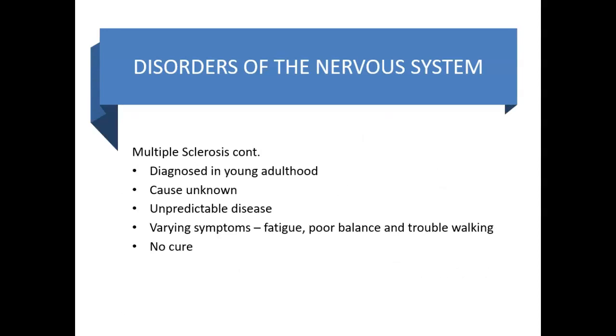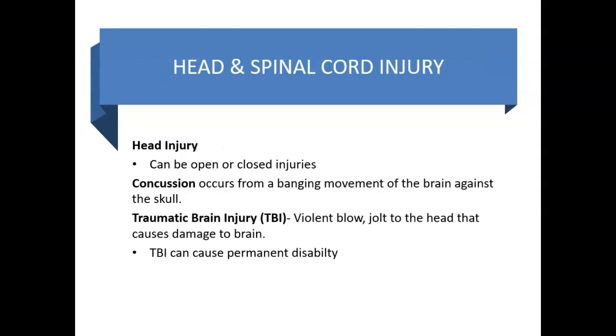Multiple sclerosis is usually diagnosed in young adulthood. The cause is unknown. It is a very unpredictable disease. It has various symptoms, including fatigue, poor balance, and trouble walking, and there is no cure for multiple sclerosis. I'm going to stop there.